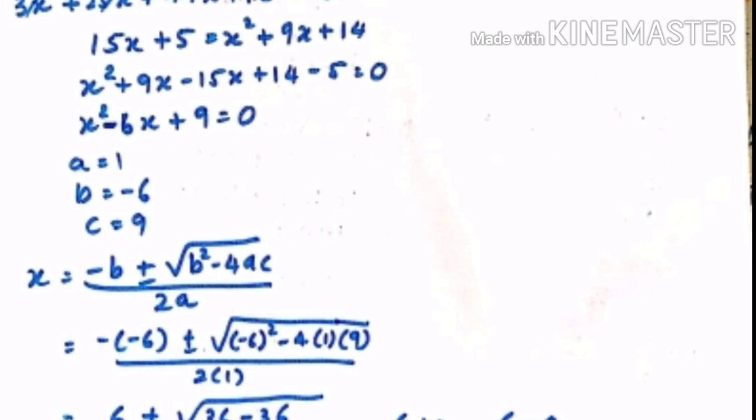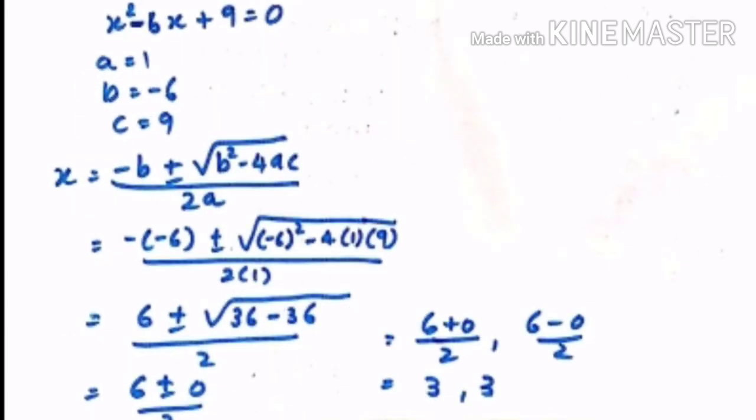Now I write the a, b, c values by comparing with ax square plus bx plus c, and then put my formula: x is equal to minus b plus or minus under root b square minus 4ac upon 2a. Place the values of a, b, c, and then take minus minus plus 6 plus or minus. Here I took b square minus 4ac directly, I have not taken it separately. You can do it this way also: under root minus b square minus 4ac, that is minus 6 square minus 4 into 1 into 9, upon 2 into 1.